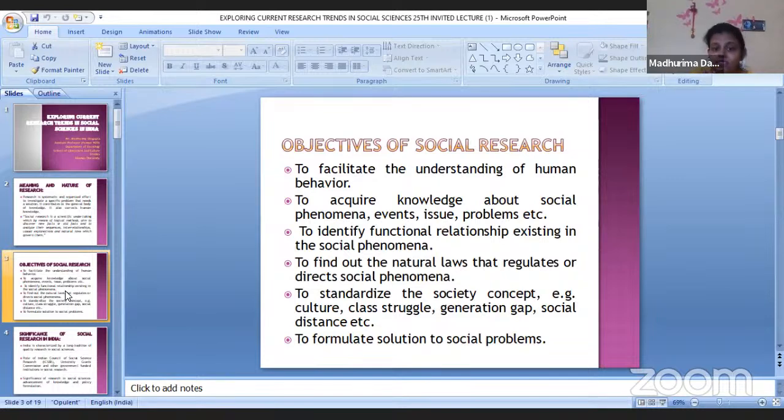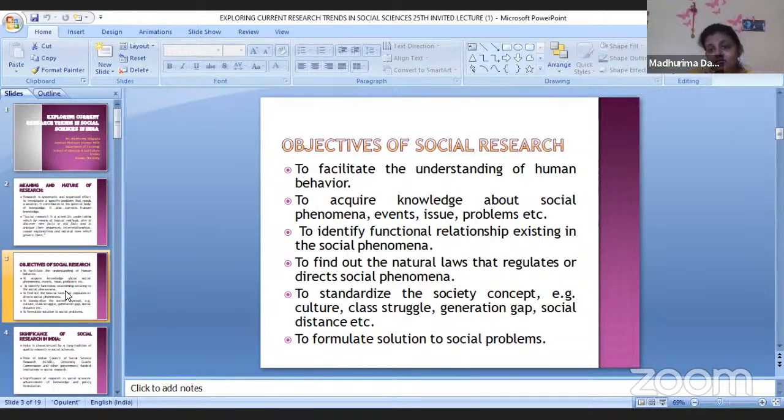Thirdly, it identifies functional relations in the social phenomena. Any social phenomena are related. So there is a relation between the cause and its effect, because every relationship has a certain cause why it is happening, and that cause has its effect on society.